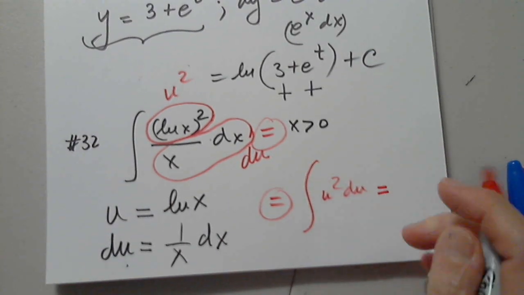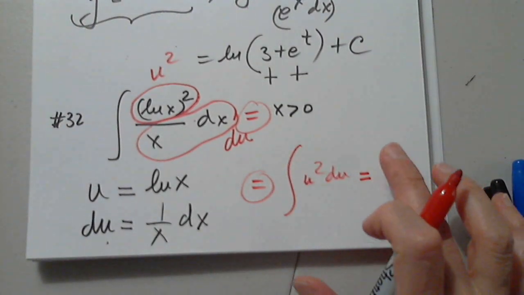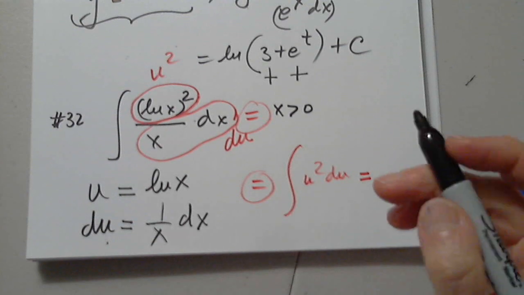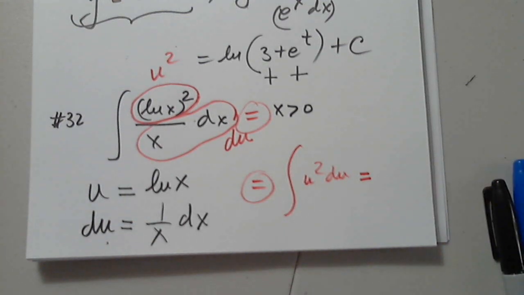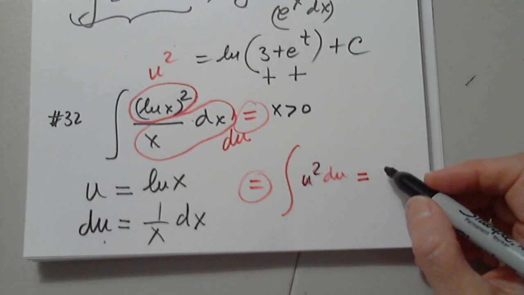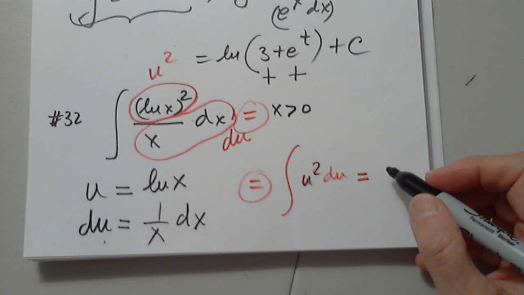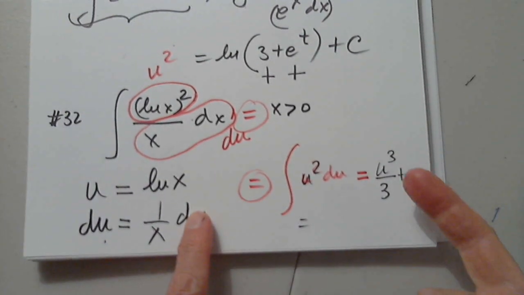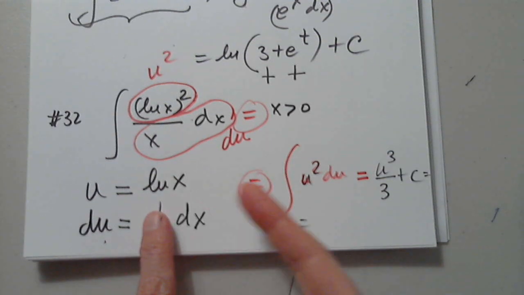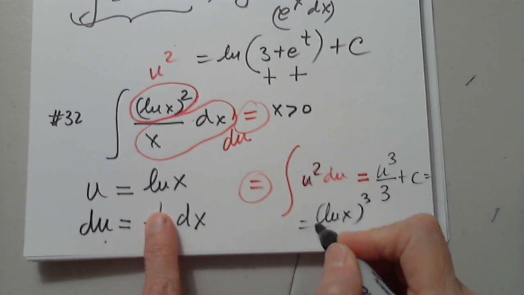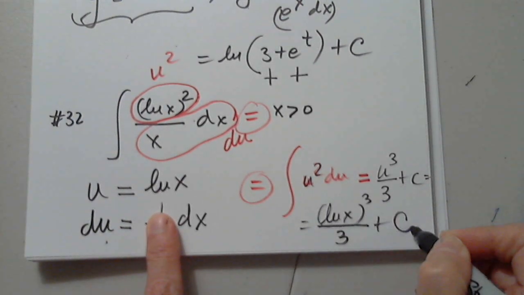So what is the answer here? I need a function that I differentiate to get u squared. What will that be? u cubed over 3. That's it, plus a constant c. And we have to go back. I have to replace u by natural log x to the third, everything divided by 3, plus a constant c.